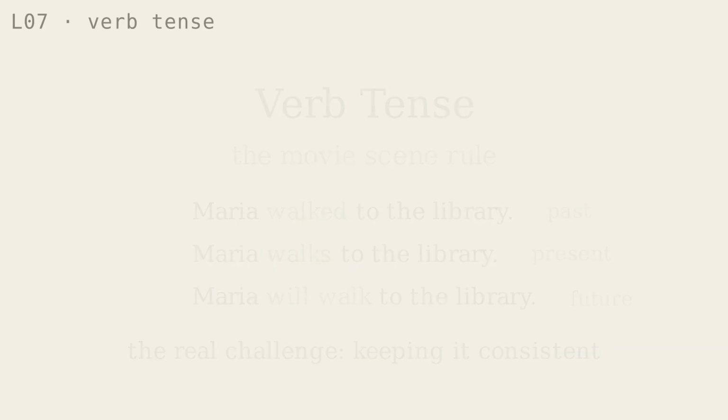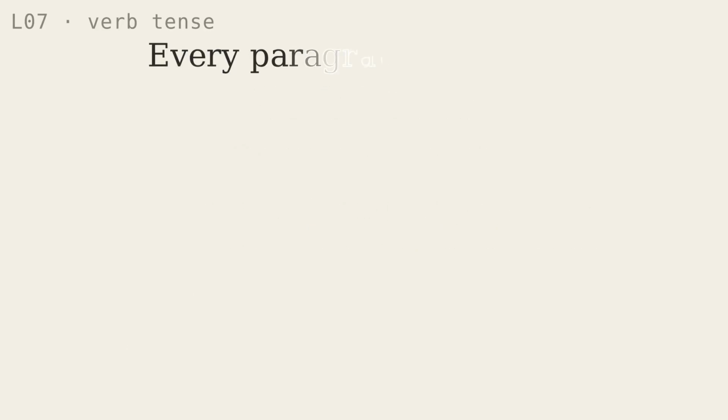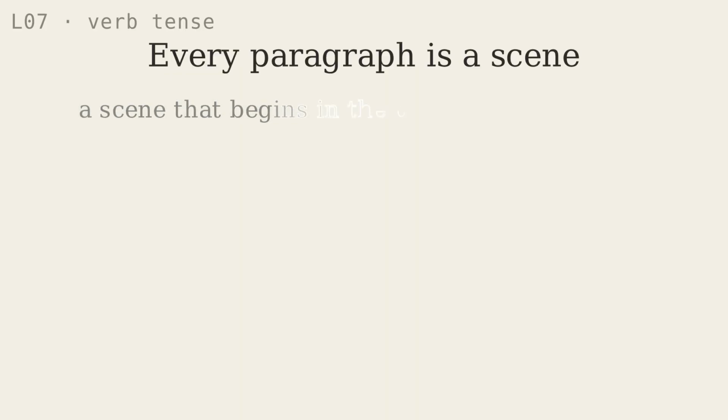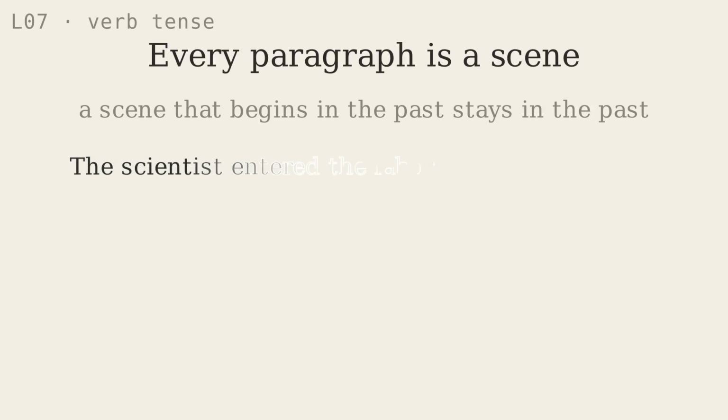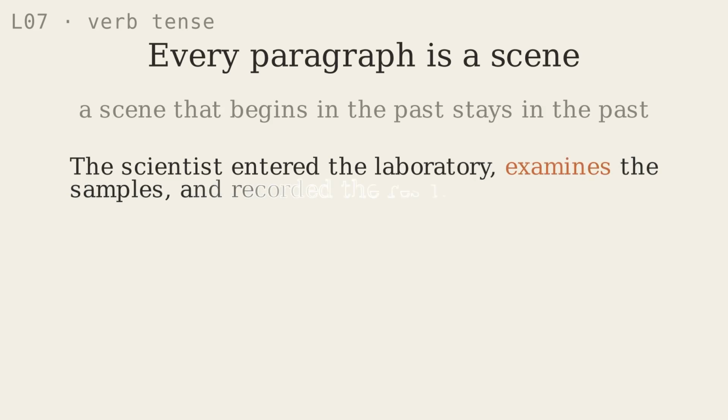Imagine that you are directing a movie. Every paragraph is a scene. When a scene begins in the past, the actions inside that scene will usually remain in the past. When a scene begins in the present, the actions will usually remain in the present. Consider this sentence. The scientist entered the laboratory, examines the samples, and recorded the results.